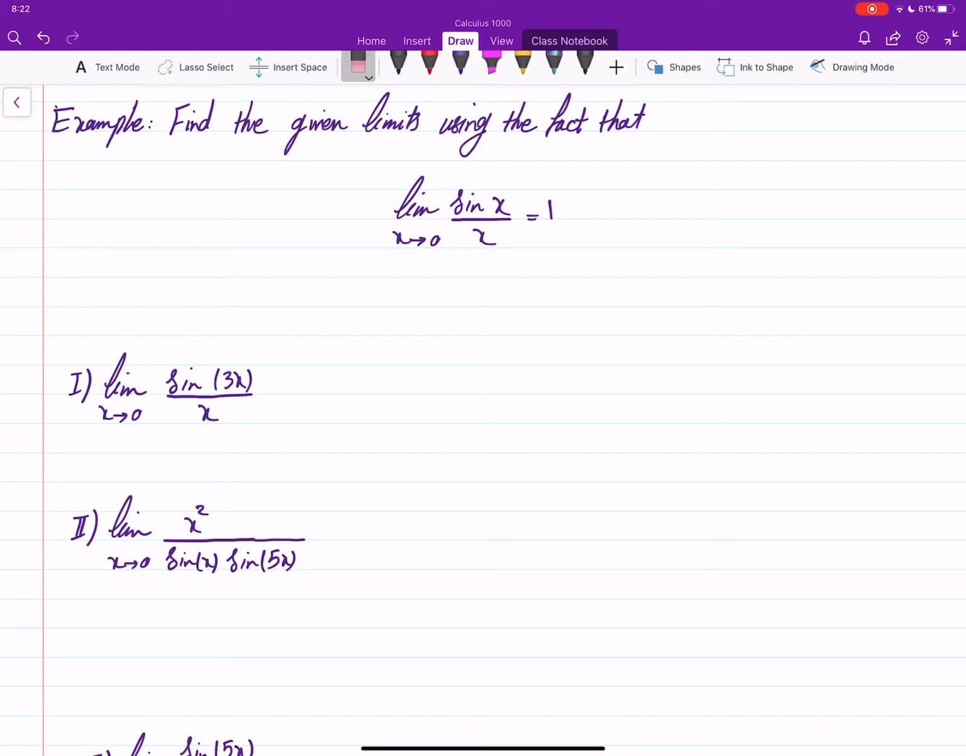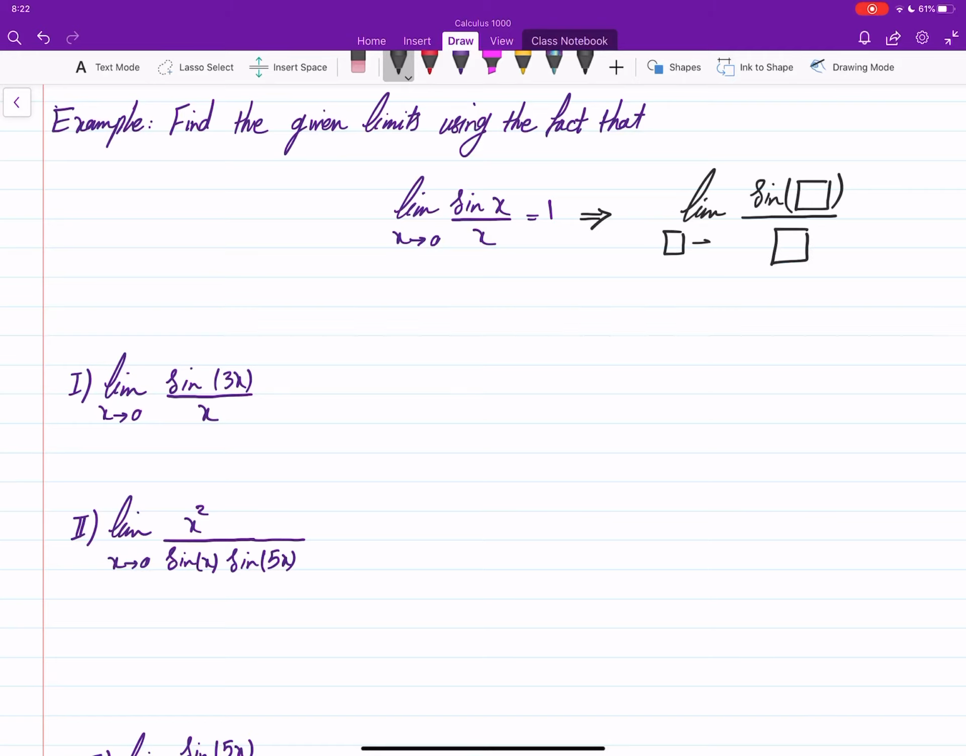Hi, in this video we will do some examples which are related to the limit of sine x over x as x approaches 0 is equal to 1. Before I start, I just want to add something to this limit: you have to see x as a placeholder, so you can replace x by anything you like.